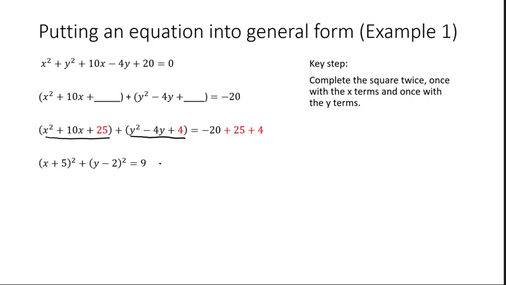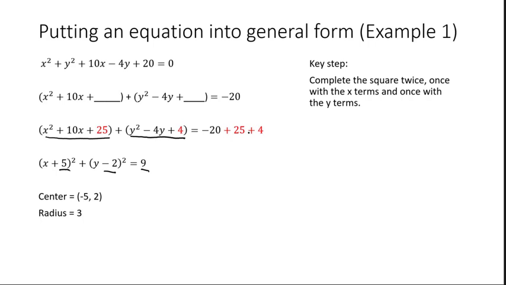This is now in general form for a circle, and we can now find the center and the radius. The center would be the opposite of this, opposite of that, so -5, +2, and the radius would be the square root of the 9, which is a +3. So we have the center and the radius, and then if we want to, we can graph very quickly with the center point and then use the radius to find the size of the circle.